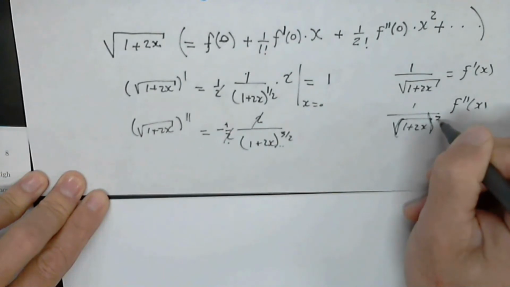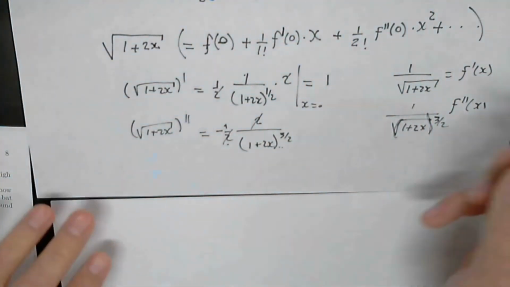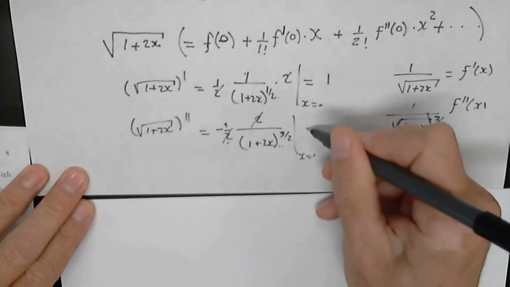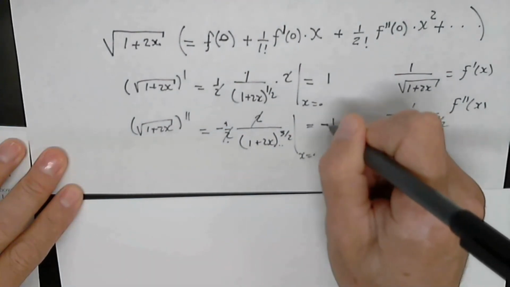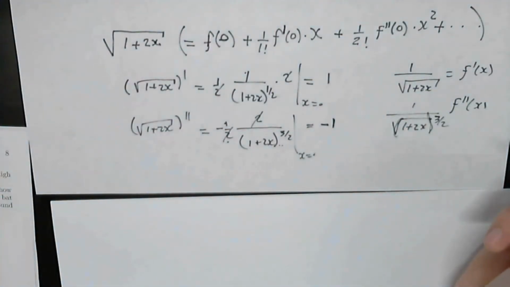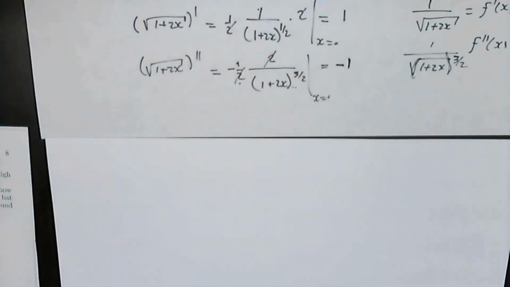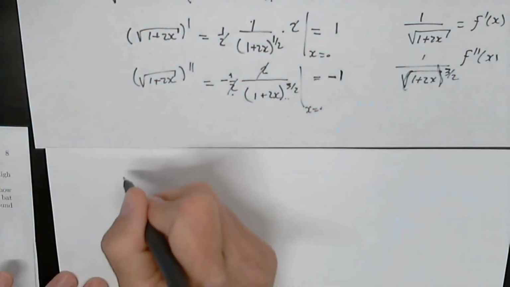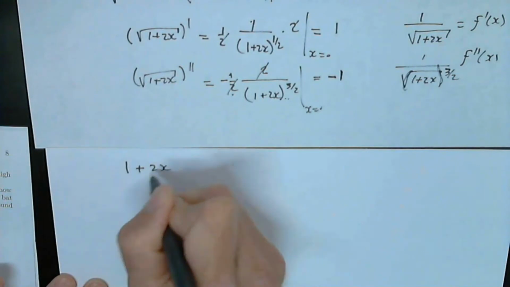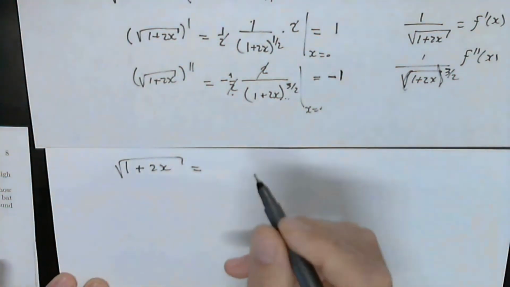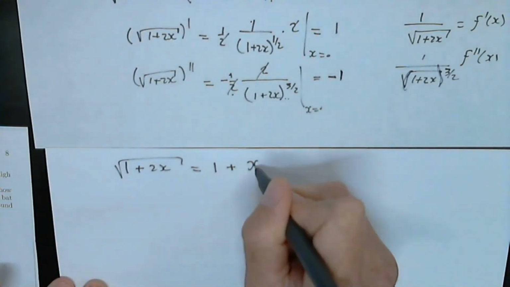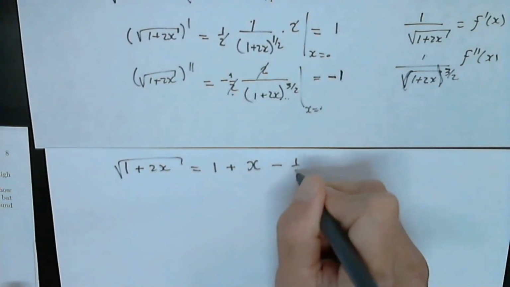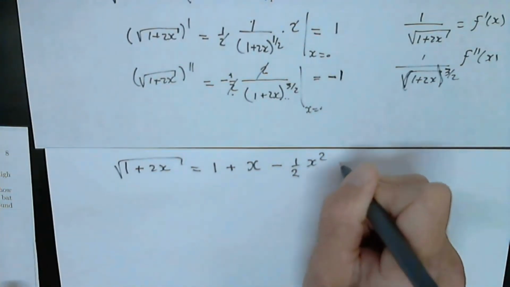This is 3/2. But when you evaluate at 0, you get negative 1. You get negative 1. That's it. We are going to stop there. So 1 plus 2x is the function at 0, that is 1, plus x minus 1/2 x squared.